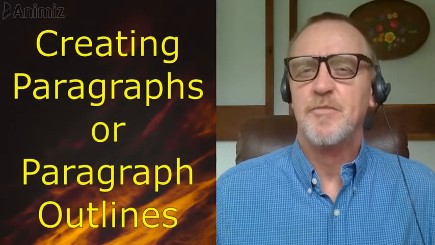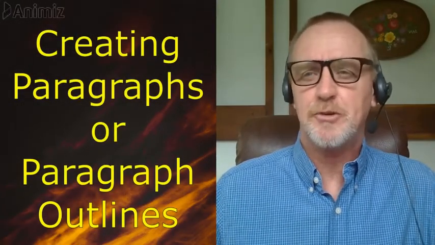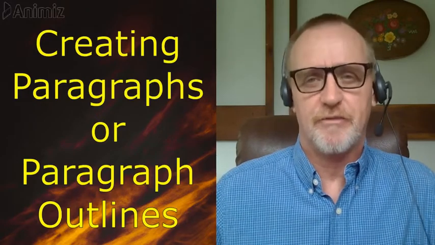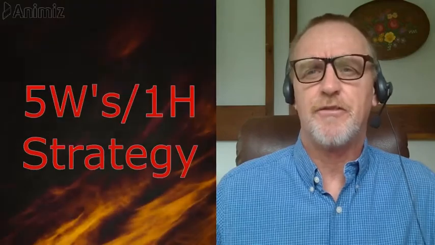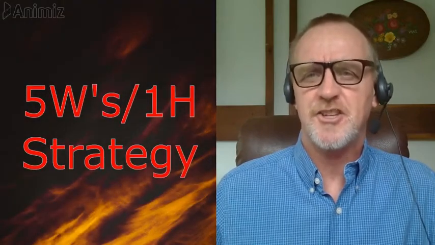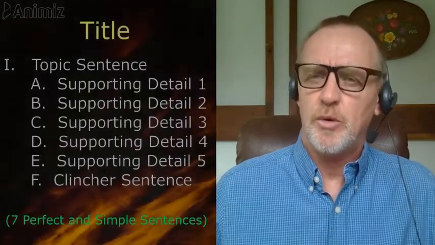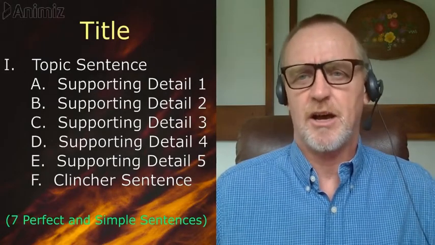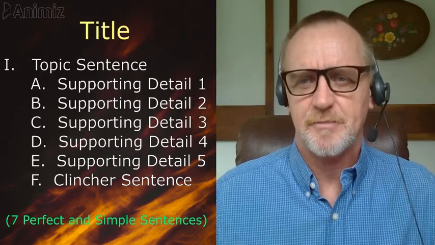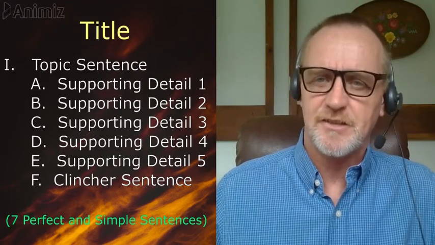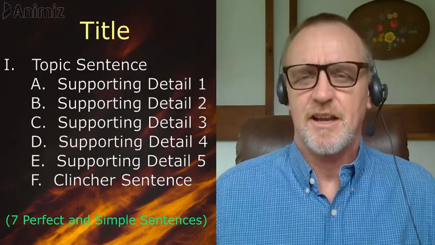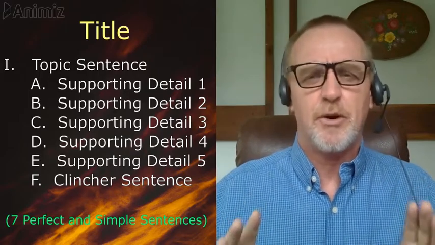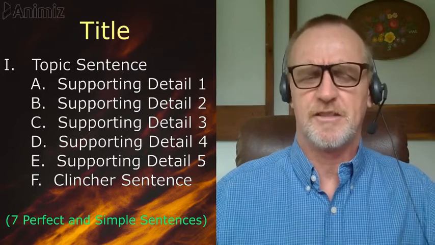In this lesson, we will provide a simple strategy for creating paragraphs or paragraph outlines. It's called the 5 W's 1 H strategy. We will use the paragraph outline theory as already taught. Topic sentence, 5 supporting details, clincher sentence, a total of 7 sentences, 7 perfect and simple sentences.